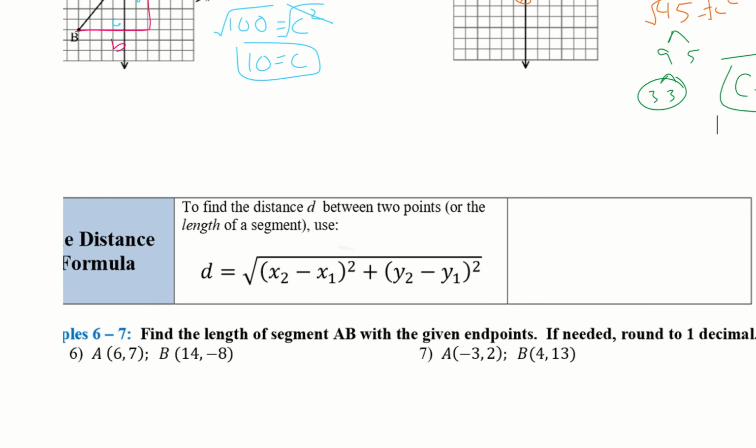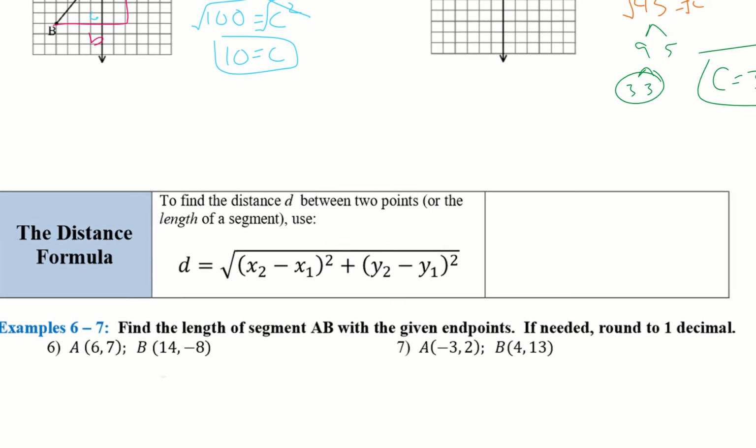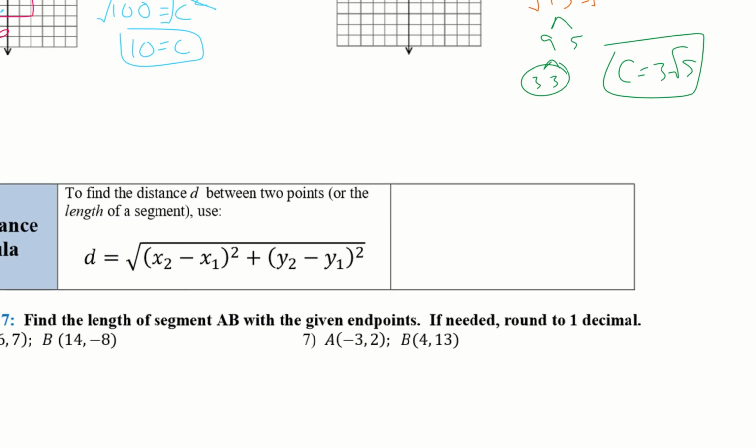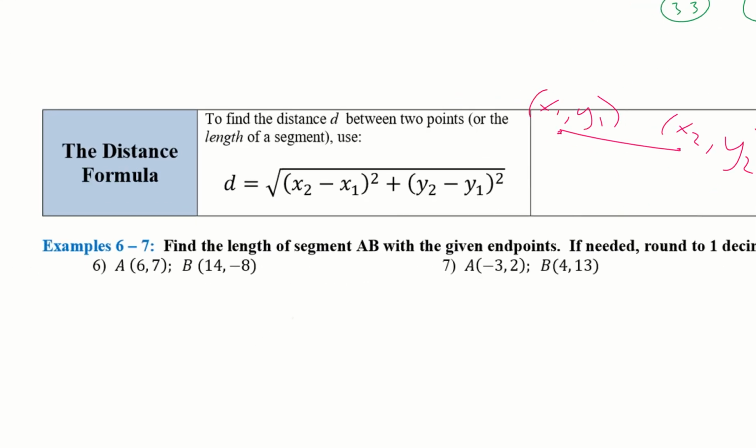Okay, let's go ahead and take a look at the distance formula. To find the distance between 2 points, or the length of a segment, use this formula. This is what we just had, where we'll have x1 and y1 and x2 and y2. Using those 2 points, I can plug them into my formula and solve for the distance. Instead of using the Pythagorean theorem, I can use the distance formula. Let's go ahead and try a couple of these out.